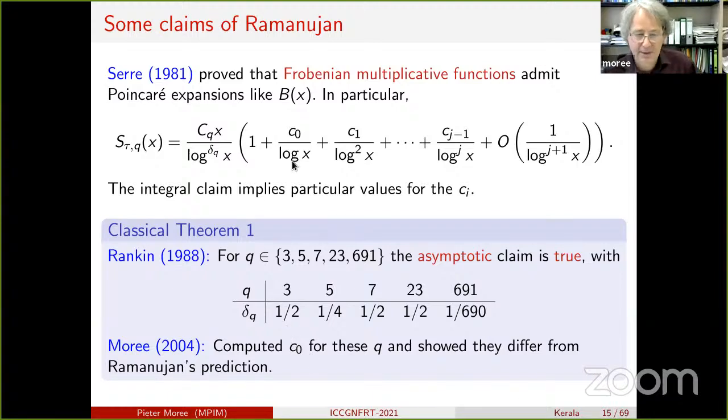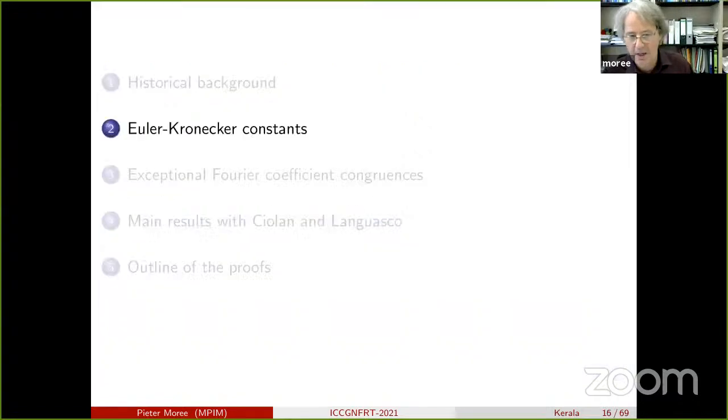What I did in 2004 was to compute this coefficient C0. This is a coefficient that's related to the Euler-Kronecker constant, hence the title. All these Euler-Kronecker constants are different from what you would get from the Ramanujan conjecture. So asymptotically, the claim of Ramanujan was correct, but up to second order, it was incorrect.